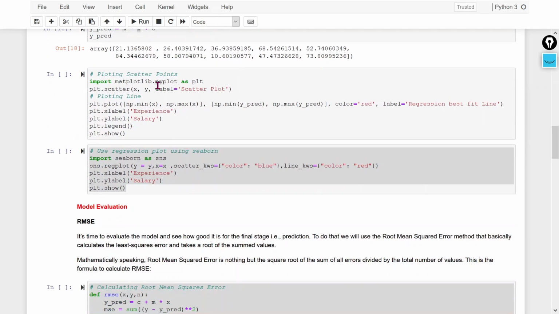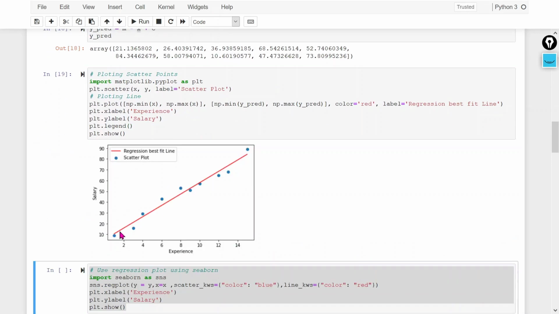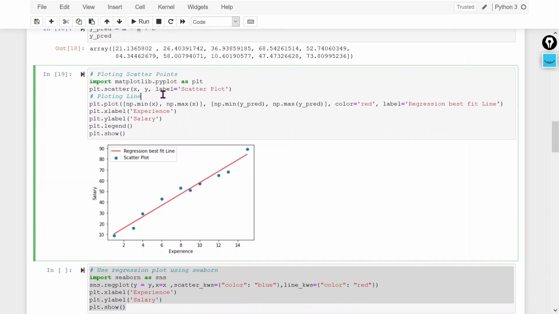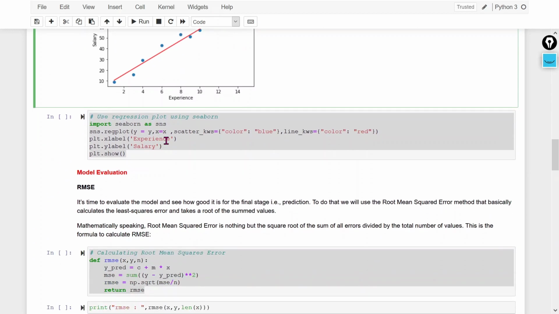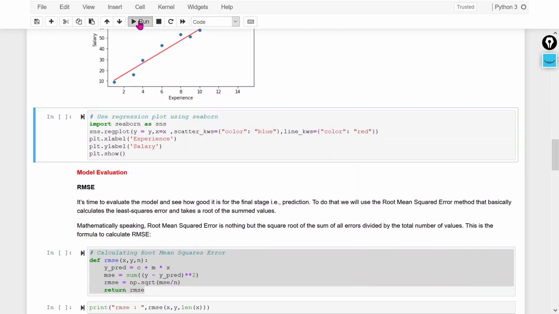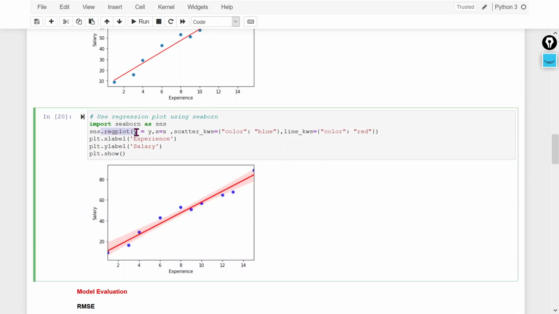Now we will check the scatter plot. This is the best fit line I am getting. We can plot this. First I plot the scatter plot. Then second I am using this particular min and max, it means the x value min and max, then the y value min and max. This will plot this particular line, and this particular dot I will plot with the help of this scatter plot. This I can also plot with the help of the Seaborn library regression plot.